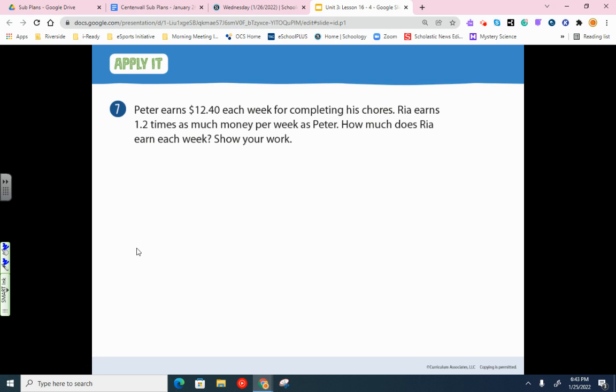Peter earns $12.40 per week for completing his chores. Ria earns 1.2 times as much money per week as Peter. So anytime you see a question that asks how many times bigger, what you do is take the one number and multiply it by the other. I know this whole lesson is multiplication, but if you see a word problem like that, that's what they're asking for. 2 times 0 is 0.